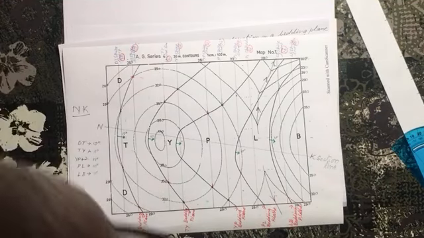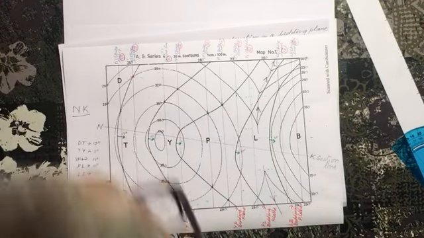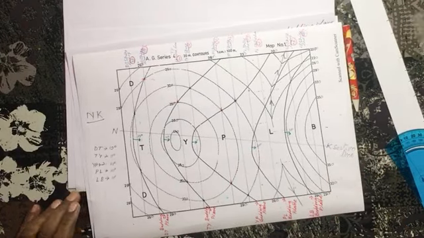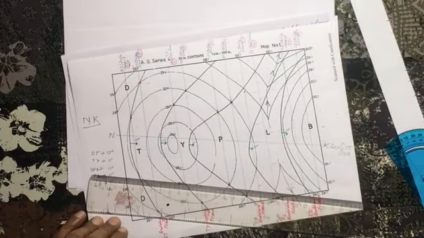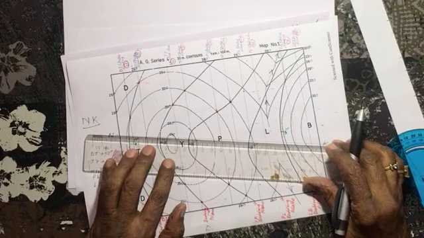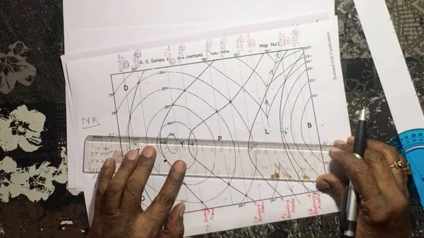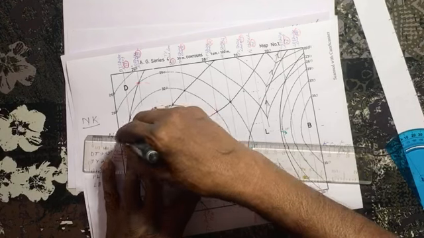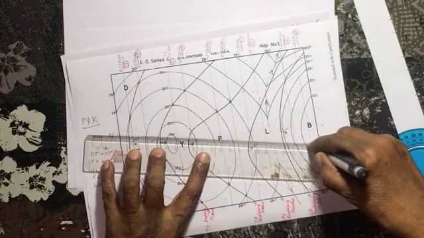To draw a geological profile along a given line between N and K. Boundary to boundary, any line we can select. I had selected this NK line.